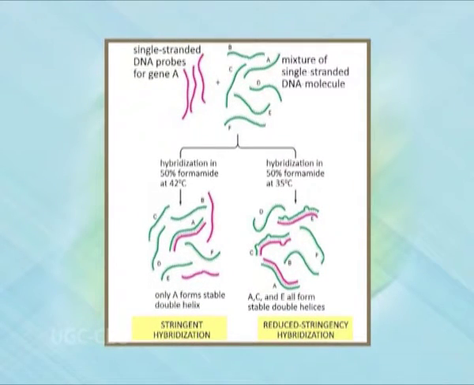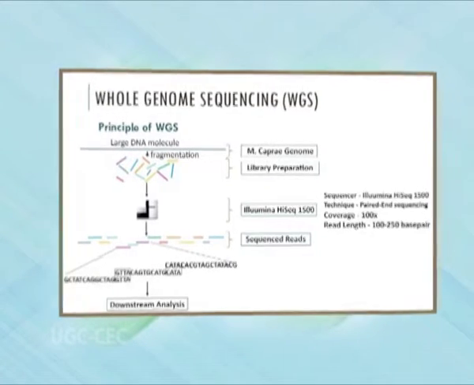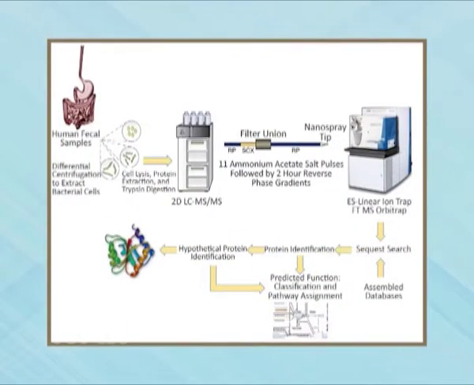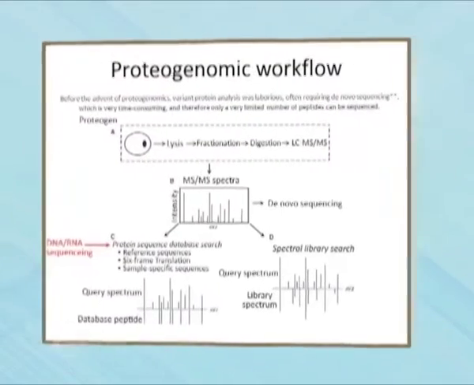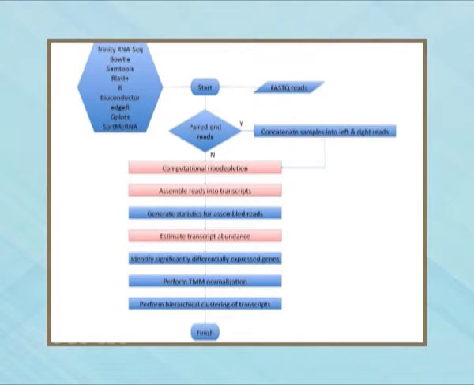These techniques attempt to analyze all the genetic information present in total DNA extracted from an environmental sample or pure culture. These techniques are as follows: the DNA-DNA reassociation, G plus C fractionation, whole genome sequencing, metagenomics, metaproteomics, proteogenomics, metatranscriptomics. Now let's discuss them one by one.